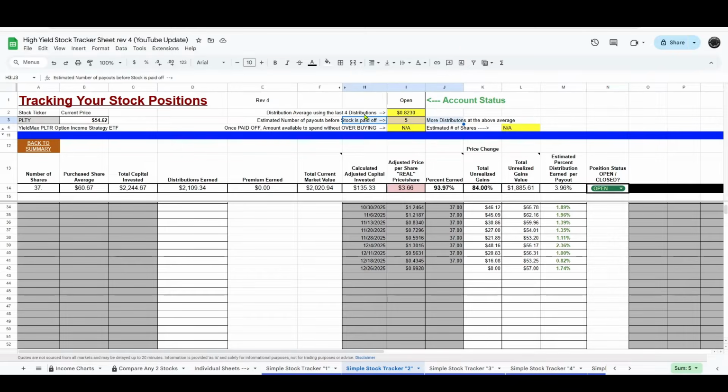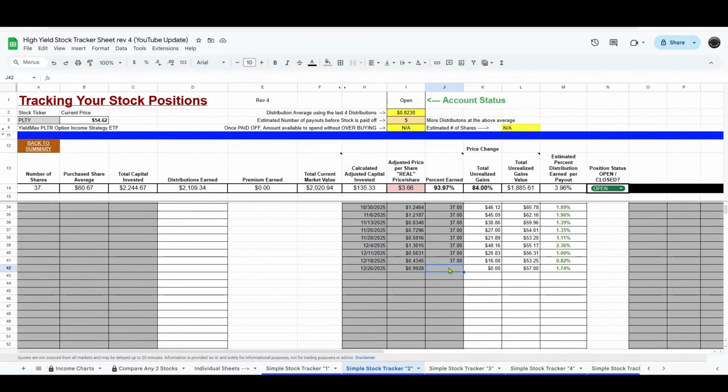Okay, so at a current distribution average of 82 cents, if it stays with that, then it should get paid off in about 5 more distributions. Now, these are estimated, okay, because that distribution average does change depending on what we actually get paid out. So this 5 could be 6 next week, if you get paid out a distribution lower than 82 cents, if that makes sense. No pun intended. But we did earn 99 cents on this last distribution.